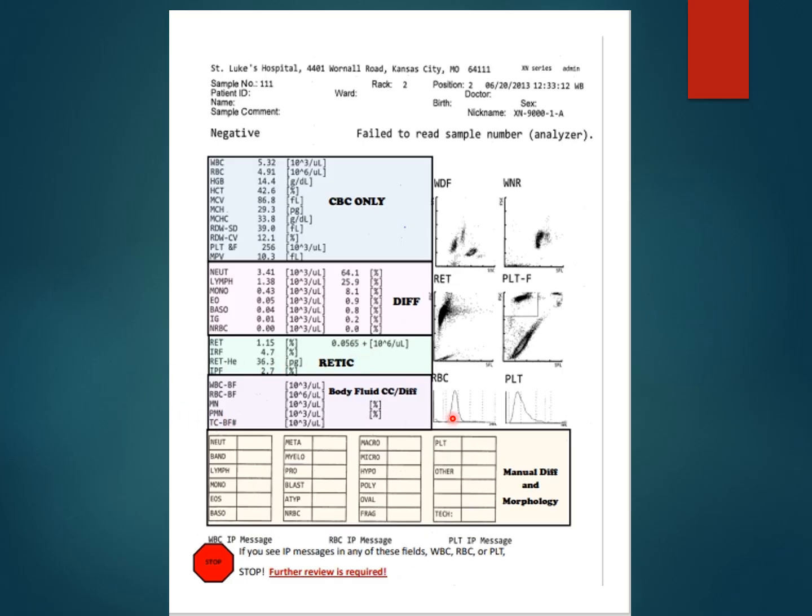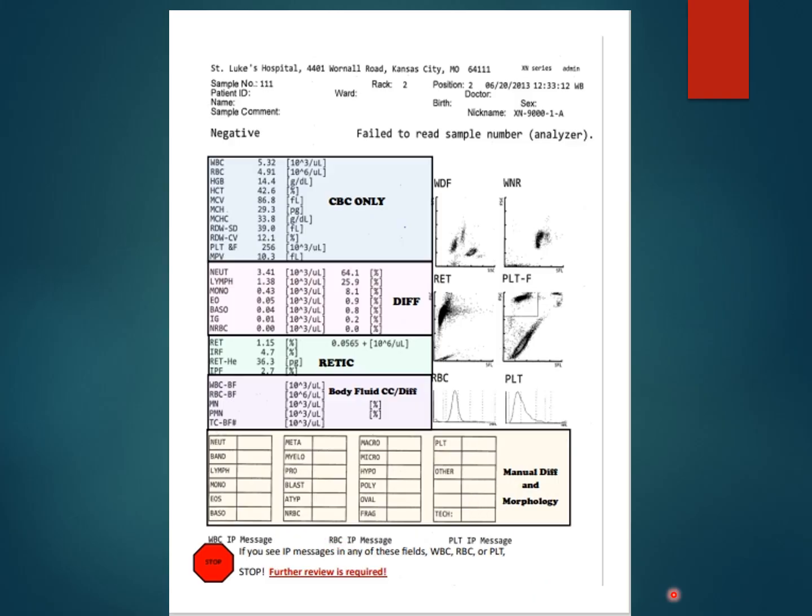And then we can also do a body fluid differential and cell count on our automated instrument, which is going to give us results here in this purple box. Now, if we have any flags, if you see any IP messages under white blood cell, red blood cell, or platelet, we're going to stop and we need to manually review our CBC.